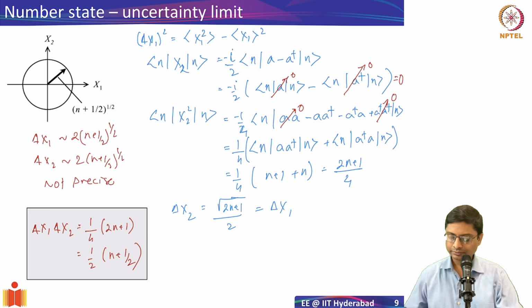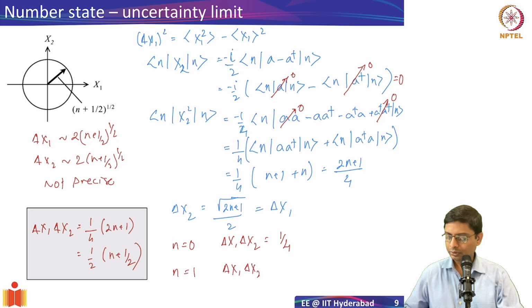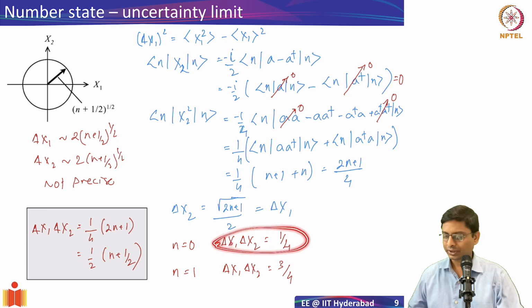The reason is, let's consider what happens when n equal to 0. Delta x1 times delta x2 is equal to 1/4. N equal to 1: delta x1 delta x2 should be equal to 3/2 into half, so 3/4. Okay. So basically, for any number state, n equal to 0, if you put that, you're getting the minimum uncertainty vacuum state, correct?